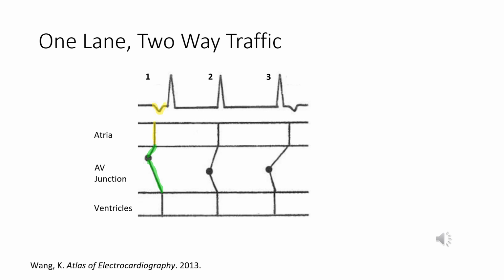The P wave is inverted because the impulse is moving backwards, up instead of down the conduction system. On beat 2, the atria and the ventricle are depolarized around the same time, so you can't see the P wave. On beat 3, the impulse depolarizes the ventricles before it depolarizes the atria, which is why we see the P wave after the QRS. This is a retrograde P wave.